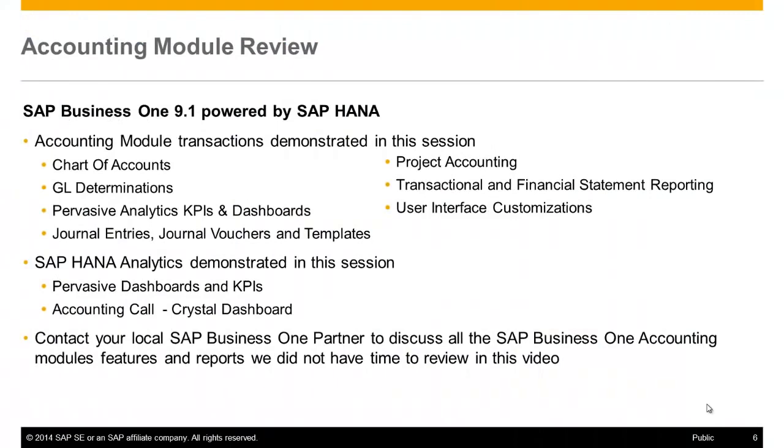During the previous demonstration scenarios, we saw how SAP Business One 9.1, powered by SAP HANA, delivered powerful accounting controls, reporting, and analytic capabilities to facilitate the changing business environment at OEC Computers. We watched as Dan and Sue used SAP Business One, powered by SAP HANA, to address the following accounting and control issues in support of the OEC business model: chart of accounts, GL determinations, pervasive analytics, journal entries, journal vouchers and templates, project accounting, as well as transactional and financial statement reporting.